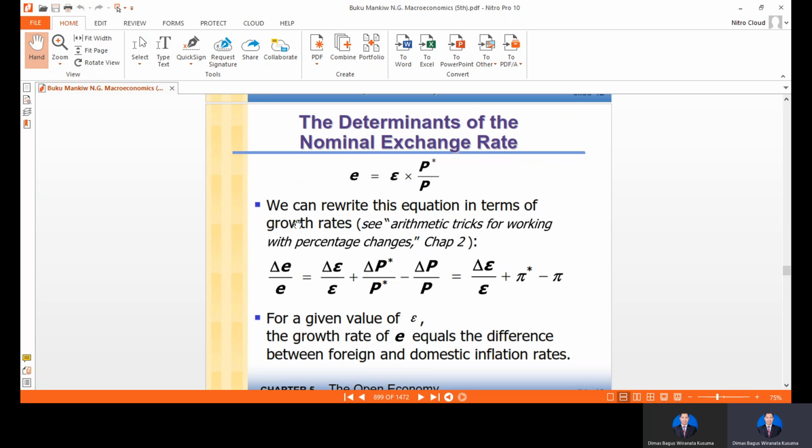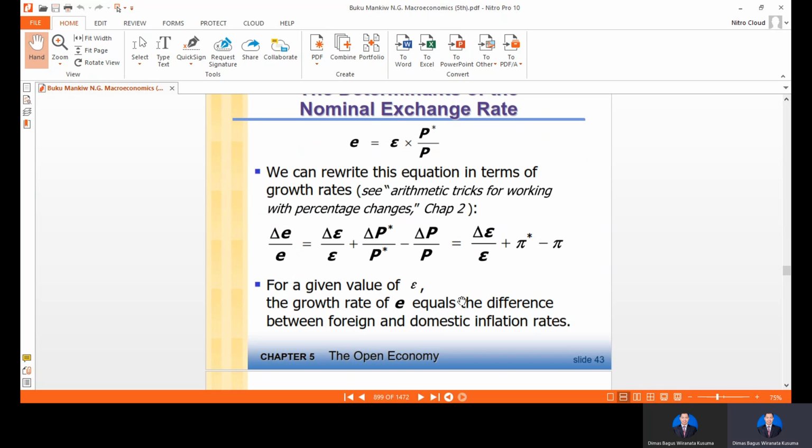Okay, if you rewrite this equation in terms of growth rates, the change in E equals the change in the real exchange rate plus the inflation terms. Here is the domestic inflation, and the star here is the foreign inflation. So the change in the nominal exchange rate equals the change in the real exchange rate plus the domestic inflation minus the foreign inflation.